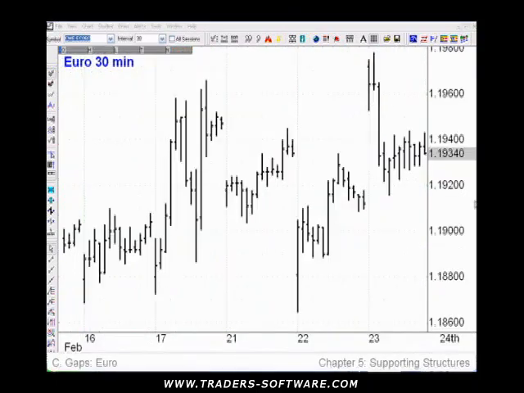Here's the Euro 30 minute chart. On the 16th, the last hour and a half, price rallies into the close. The next day, price gaps down and proceeds to rally as per the direction of the previous day's closing thrust. On this day, the up move is somewhat muted and price drops before rallying.